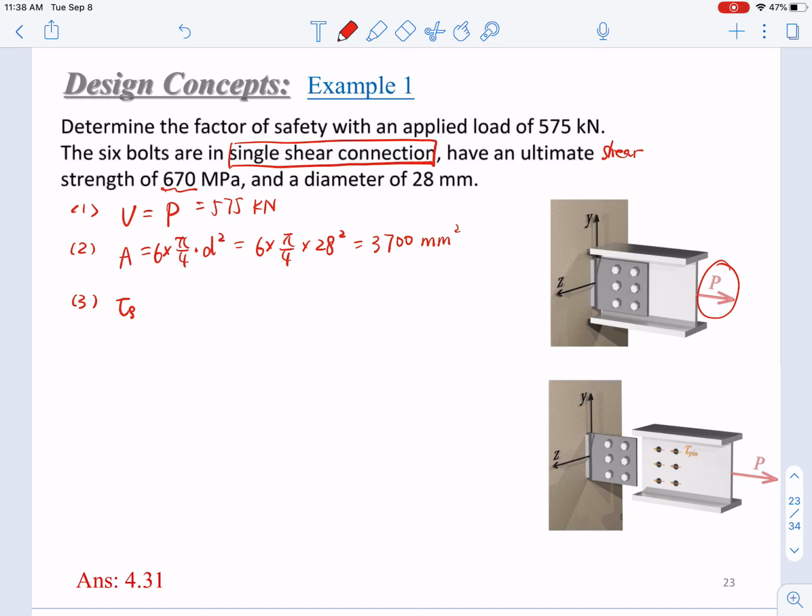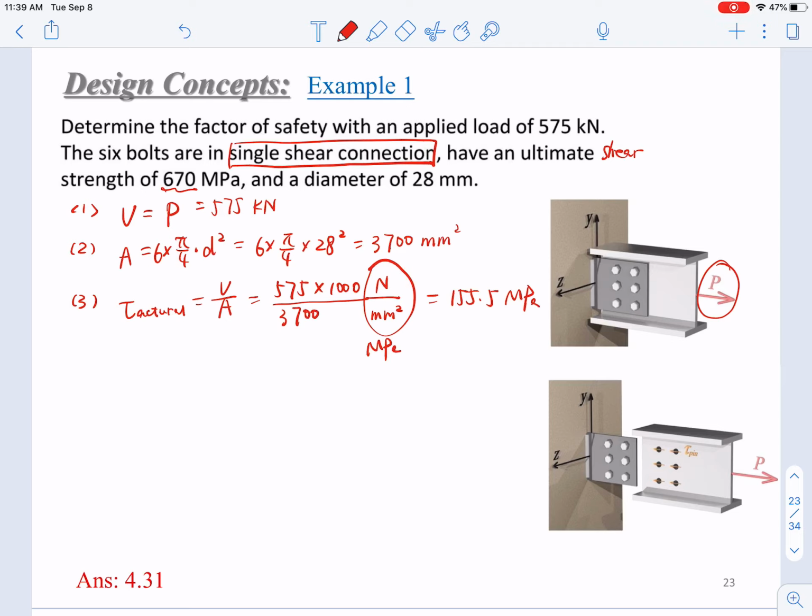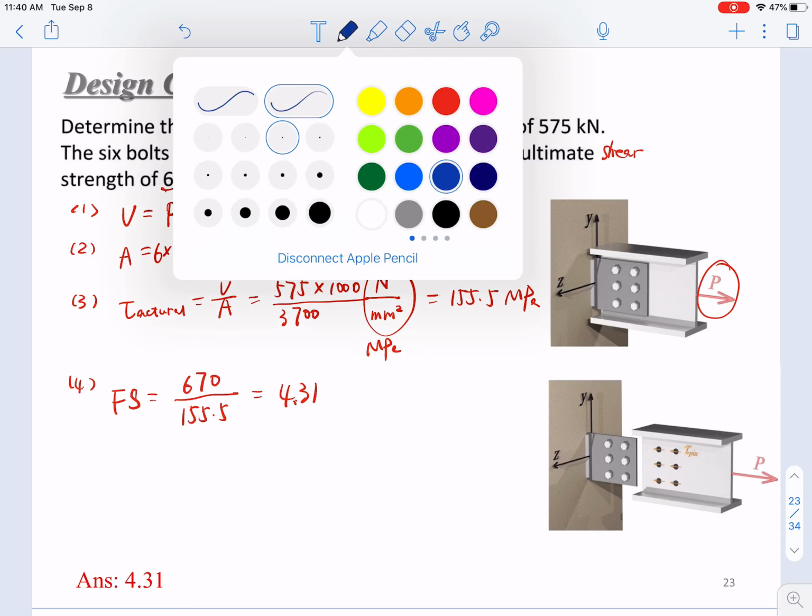Then the actual shear stress can be calculated from V over A: 575 kilonewton, times 1,000, which is Newton, over 3,700 square millimeter. So what is this? MPa, so you can get MPa directly. This will be 155.5 MPa. And then finally, the factor of safety can be calculated from the strength, 670 over 155.5. That would be 4.31. So this is our factor of safety.